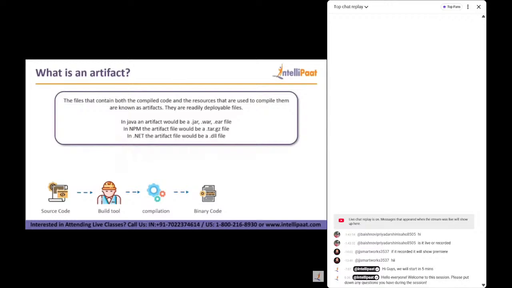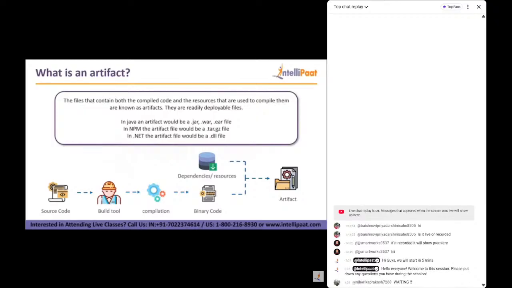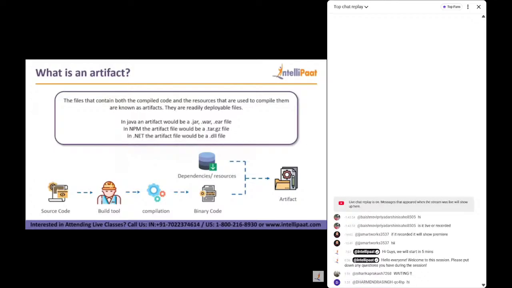When this binary code is taken together with the dependencies and resources that are required to run it and packaged into one file, that one file is known as an artifact. Basically, these are readily deployable files, like an executable. In Java, an artifact would be a .jar file, a .war file, or a .ear file. .jar files are basic Java applications, .war files are for web applications, and .ear files are for enterprise applications that can be contained in EJB containers. In NPM, the artifact file would be a .tar.gz file, and in .NET, the artifact file would be a .dll file. Now let's go ahead and understand what an artifact repository is.